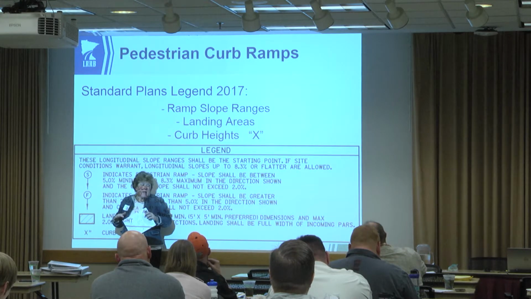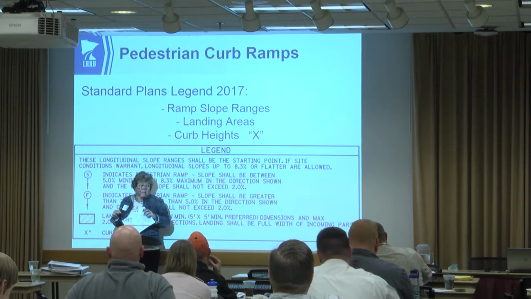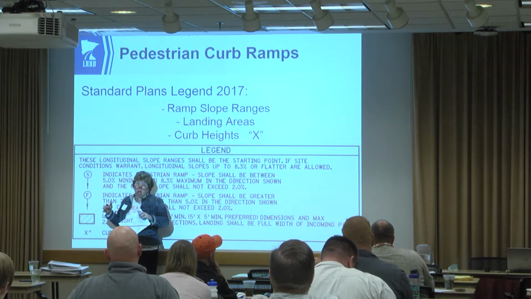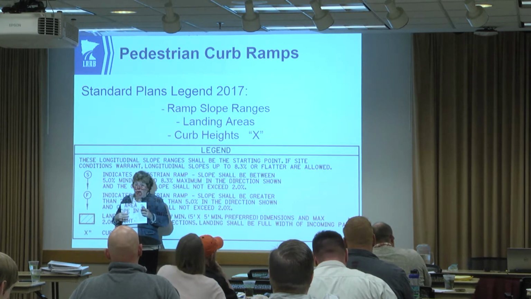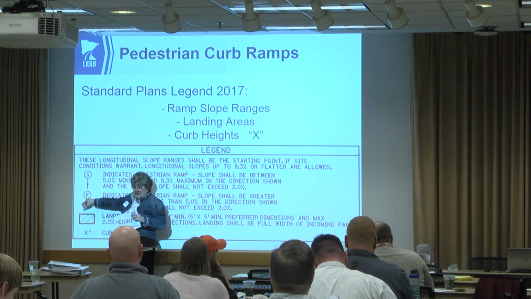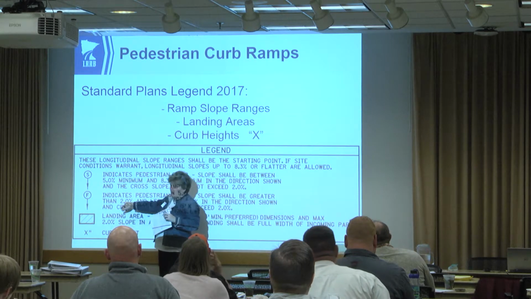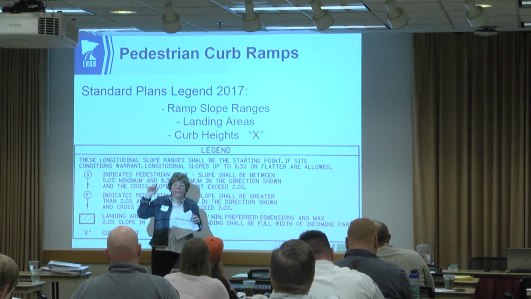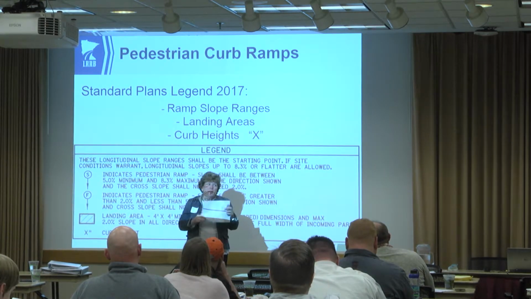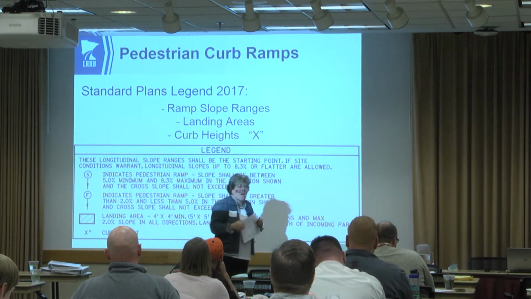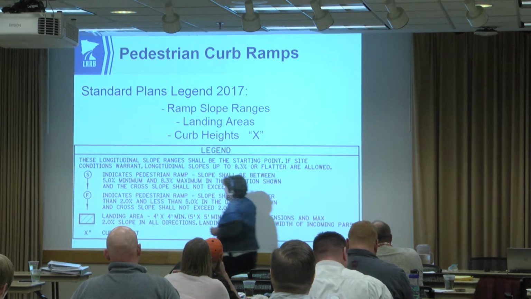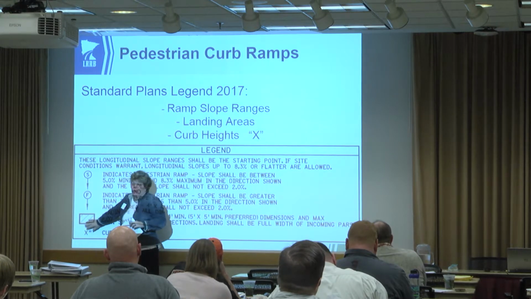If you have a flat or a low change in elevation from gutter to where you're matching in your sidewalk, you may be able to accomplish much of this construction with flat slopes. Flat slopes are between 2 and 5. A steep slope is between 5 and 8.3. What you will notice on the standard plans is at the top of a steep slope, you're going to see a landing, and the landing is indicated by this hatched area.